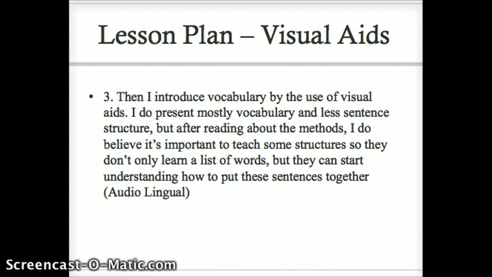In the lesson plan, I use a lot of visual aids, so I always use visual aids. When possible, I use real props, and I present a lot of vocabulary. I don't present too much sentence structure. I'm always used to using a lot of vocabulary, but after reading about all the methods, I do believe it's important to teach some of the structures so they don't learn only the words separately. They can start making sentences and putting those words and sentences together. So in this case, I'm kind of going with the audiolingual method too.